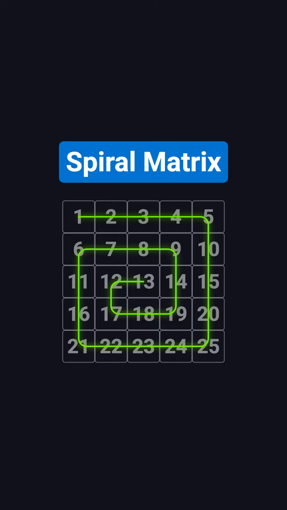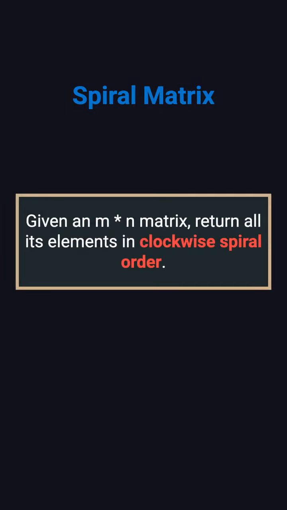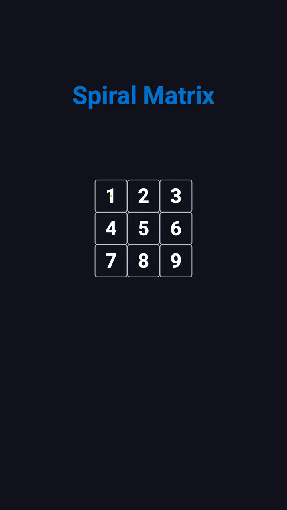Today we're looking at a classic matrix problem, the spiral matrix. The idea is simple. You're given an m by n matrix, and you need to print out all its elements in a clockwise spiral order. For example, take this 3 by 3 matrix. In spiral order, the output is 1, 2, 3, 6, 9, 8, 7, 4, and 5.